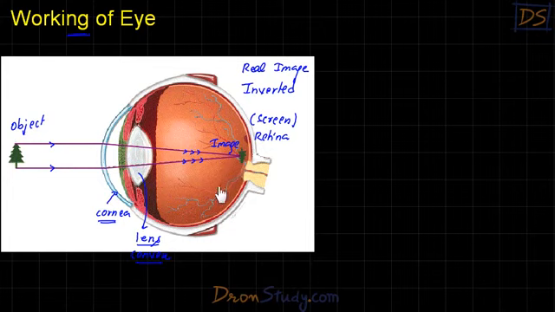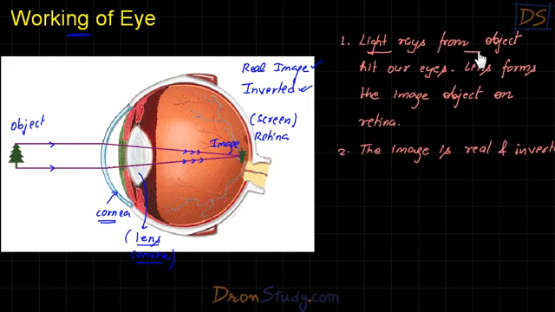Now students, once again, if you remember convex lenses, there we have studied very clearly that when a convex lens forms a real image, it is always inverted. So the image formed here is inverted. So students, we can write this down, whatever we have studied till now. Light rays from the object hit our eyes. The lens forms the image of the object on the retina, as we have seen. The image is real and inverted, right students?